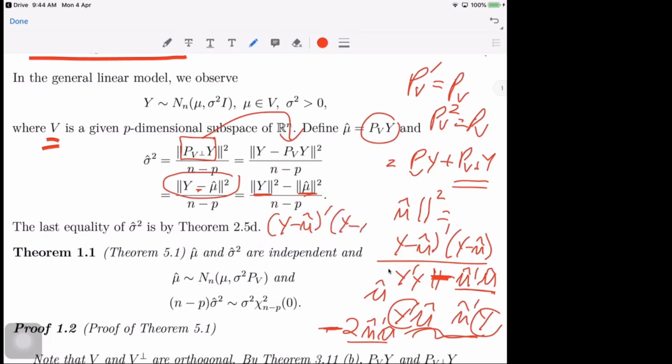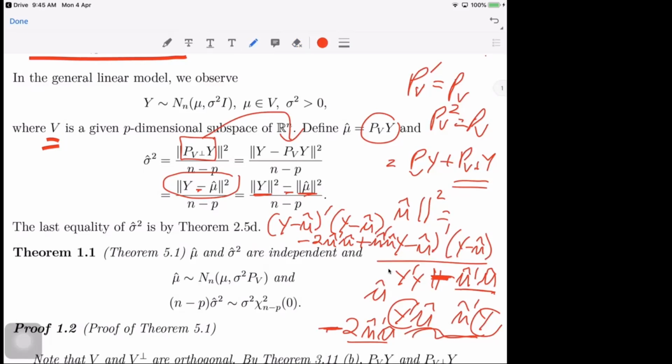But for the derivation, you have to express this and scrutinize the middle term, why it is equal to minus 2 mu hat prime mu hat plus mu hat prime mu hat, which becomes minus. Okay.